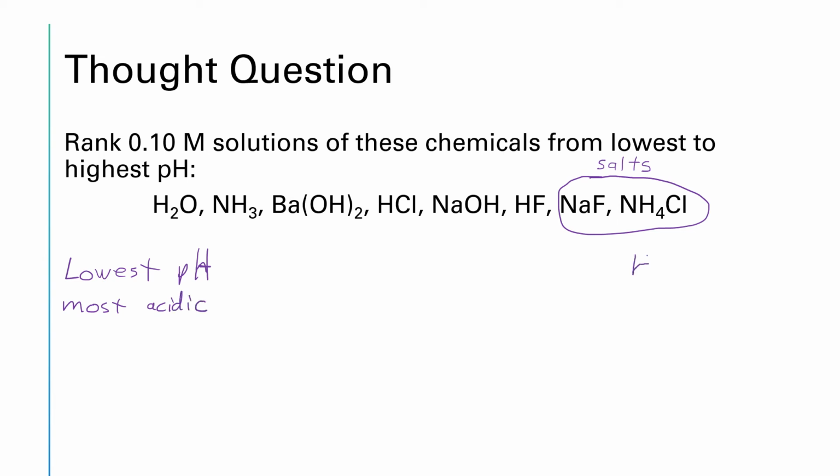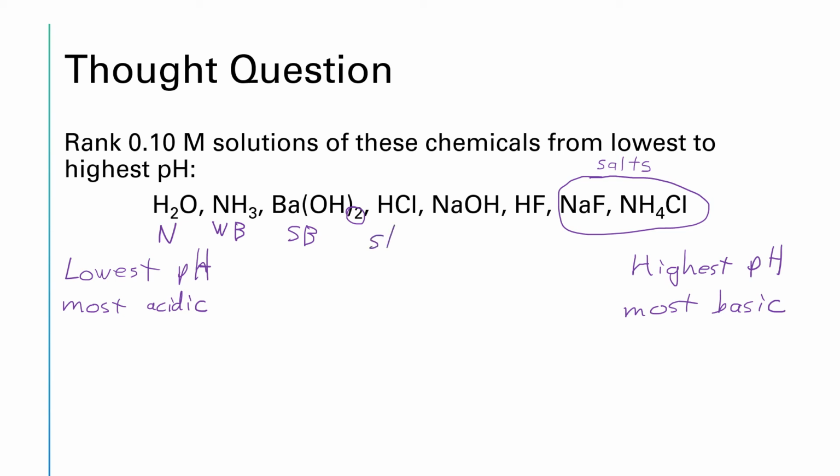The highest pH will be the most basic. So we'll have the most hydroxide ions present in that. So when we went through this before, we said, okay, water is neutral, so we'll put that right in the middle with a pH of 7. Ammonia is a weak base. Barium hydroxide is a strong base, but notice it has these 2 hydroxides, so we get double the bang for our buck when barium hydroxide dissolves.